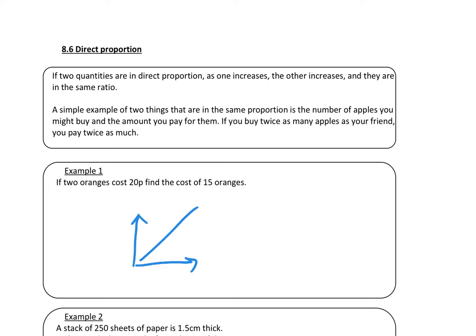Now, not everything is in direct proportion. Some things are inversely proportional to each other. For example, if you're traveling somewhere, the faster you go, so as your speed increases, the time it will take you to get there will actually decrease. But most of the examples we're going to look at today are going to be direct proportion. So as one thing increases, the other thing also increases.